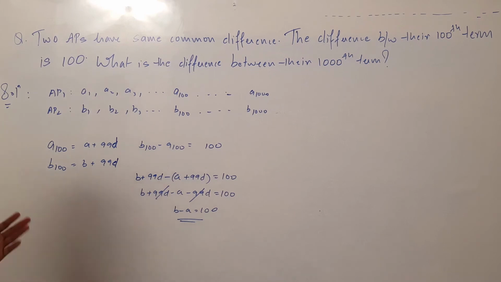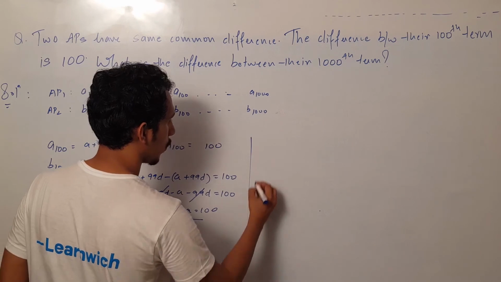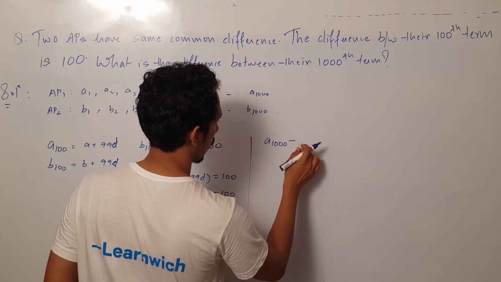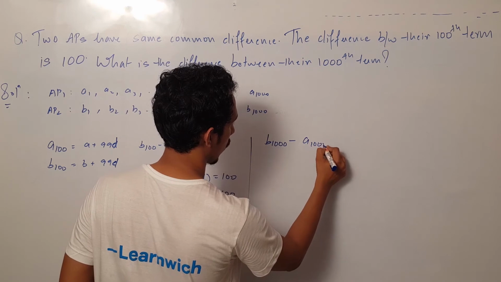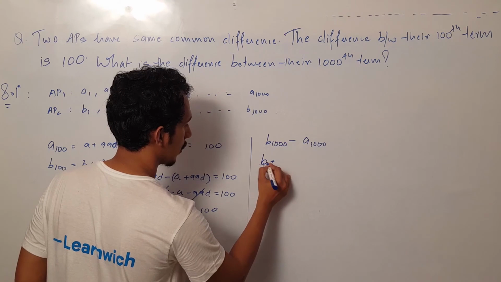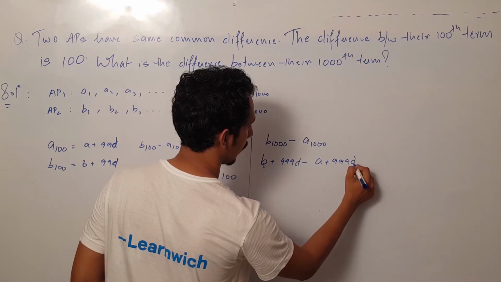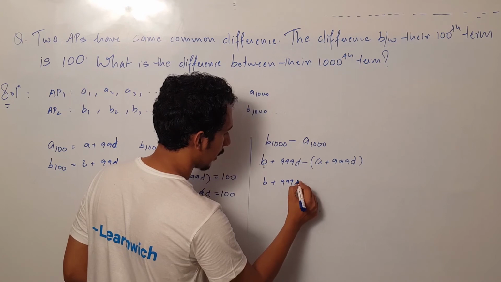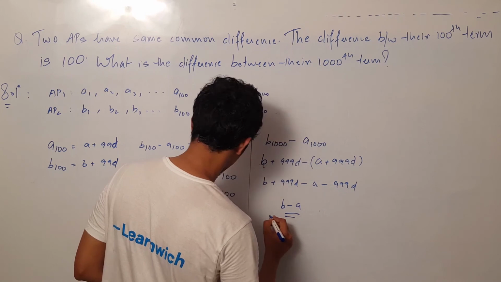So it is going to be the same for 1000 also, because it has nothing to do with D, right? Let's say, what is A1000? Here we'll also do B1000 minus A1000. What is it going to be? B1000 is B plus 999D minus A plus 999D. When you open the bracket, you get B plus 999D minus A minus 999D. So the answer is B minus A.